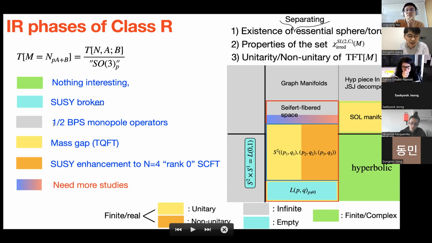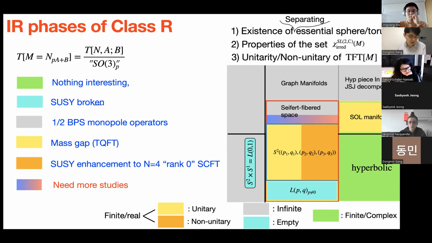We found that this has some half-BPS monopole operators coming from these monopole operators. And this yellow type, I will call this the finite real cases. This corresponds to TQFTs. And this class, this orange, corresponds to finite real and non-real type. Then this class corresponds to SUSY enhancement and the flow to the N=4 rank 0 SCFTs. And there are some other classes of manifolds, and we need more studies. Yeah, this is a summary of our project.